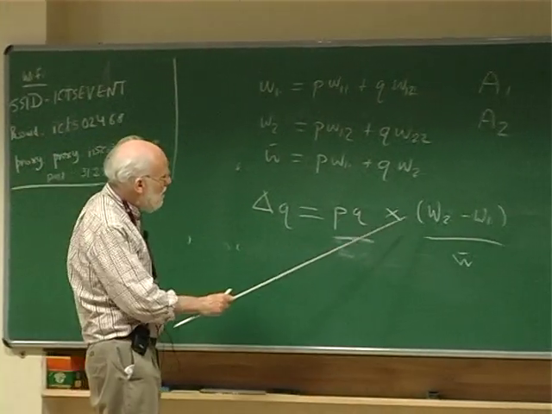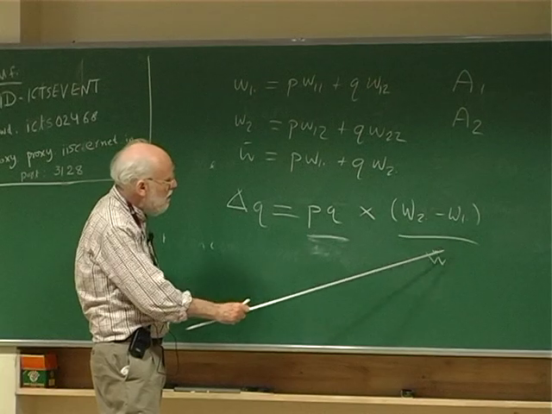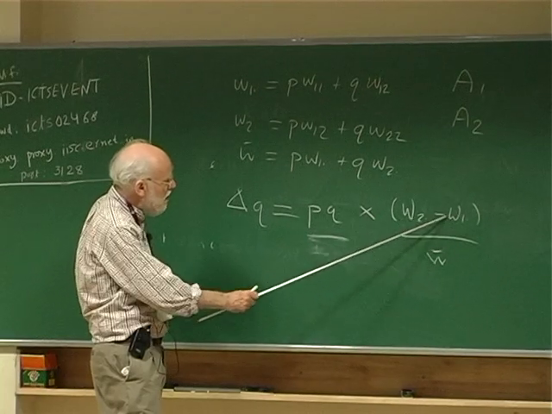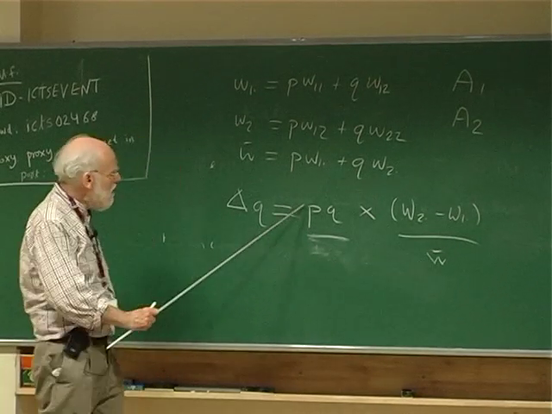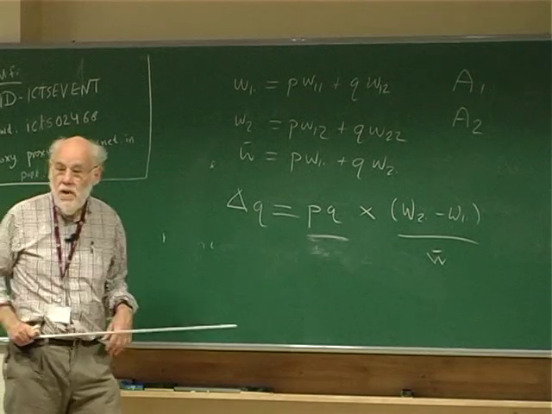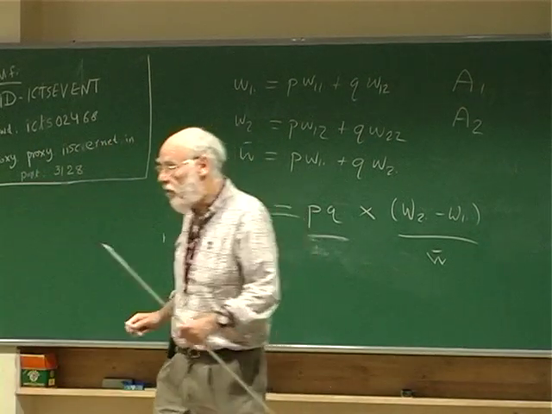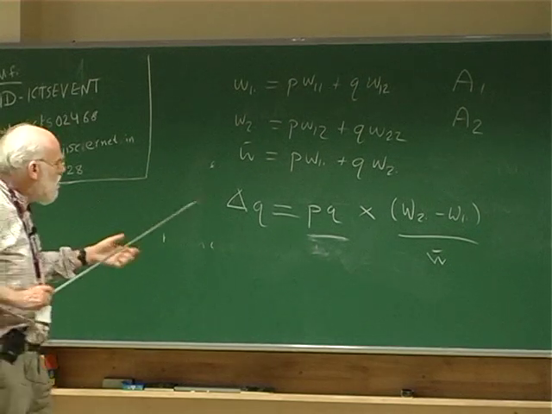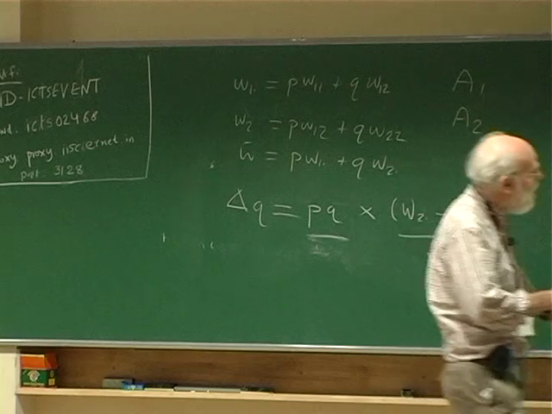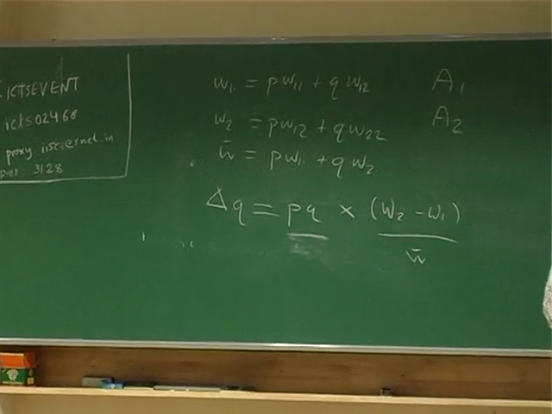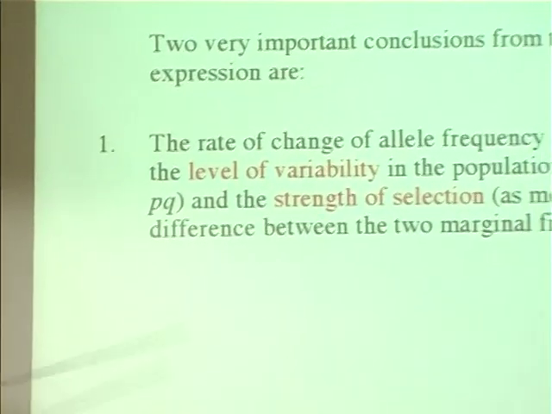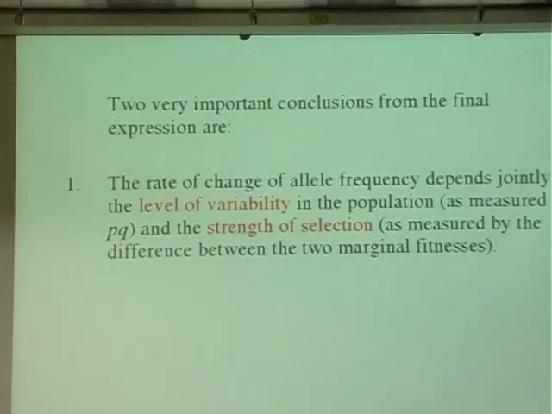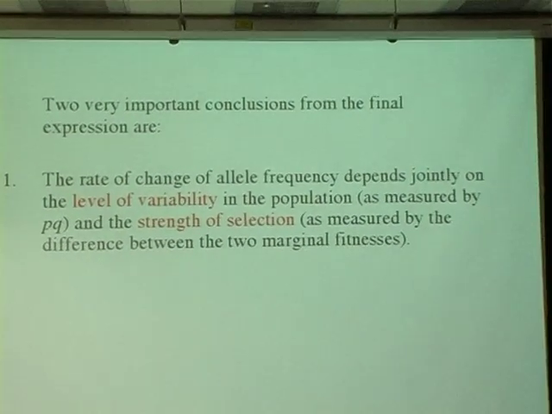It has two components. There's this component which reflects the action of selection. This involves the fitnesses. And there's this component here which involves the allele frequencies. This makes some intuitive sense. What it's telling us is the rate of change of allele frequency depends on two things: the level of variability in the population, that's PQ. That's a good measure of variability.